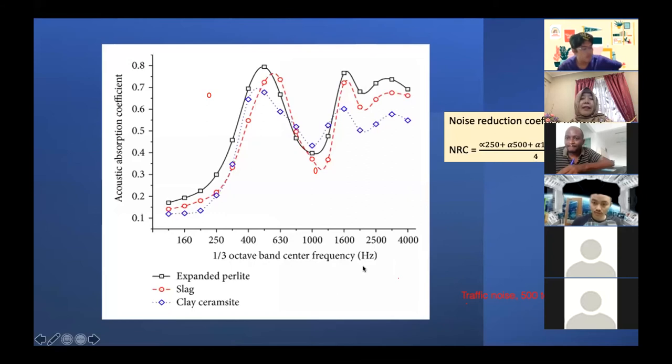Hello. Yeah, I have a question. I calculated my NRC using 1,600 instead of 2,000. Can I do that? You cannot do that. You can see here the trend, 2,000. Look. But if you don't have the value, it's okay. You don't need to calculate NRC, but you need to discuss the important frequencies, for example, 500 to 5,000, something like that.